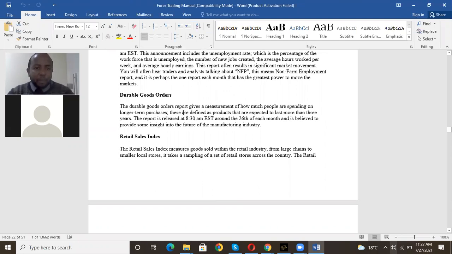Then we have durable goods. The report gives a measurement of how people are spending on long-term purchases. These are defined as products that are expected to last more than 3 years, like a car, TV, or other such goods. These are called durable goods. The report is released at 8:30 EST around the 26th of each month.